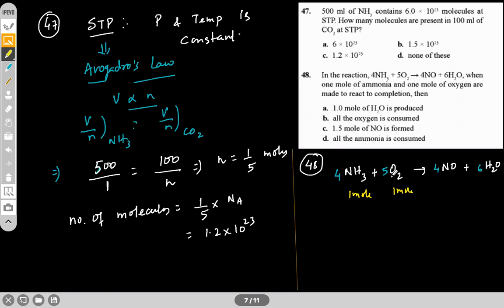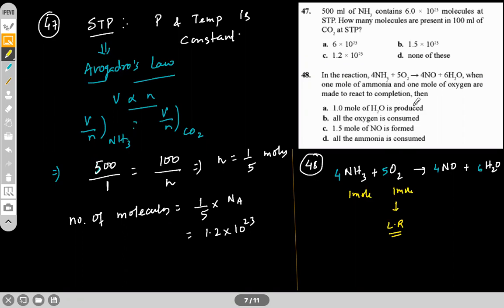Okay, so obviously 4 moles of ammonia require 5 moles of oxygen, right? So 1 mole requires 5 by 4 moles, which means the number of moles of oxygen required is more than 1 for the complete reaction, right? So here in this case, oxygen is the limiting reagent. When oxygen is the limiting reagent, it means this oxygen gets consumed in the reaction first of all. So obviously option B is correct here, the limiting reagent.